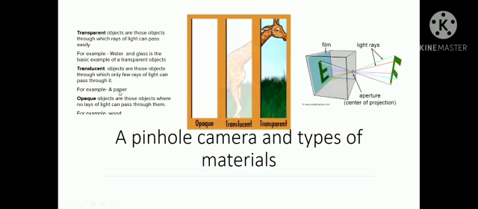For example, a paper from your notebook is also an example of translucent. Opaque objects are those objects where no rays of light can pass through them. For example, wood. So this is all about the types of material, that is transparent, translucent and opaque.